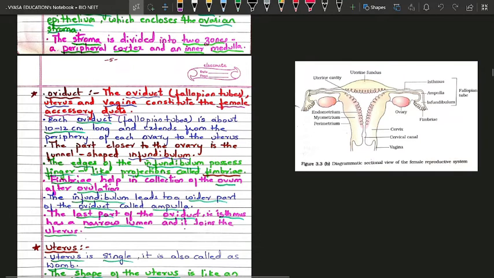The ampullary region is the area where fertilization takes place. Fimbria helps in collecting the ovum. Infundibulum is the region just between the ampullary region and the fimbriae.